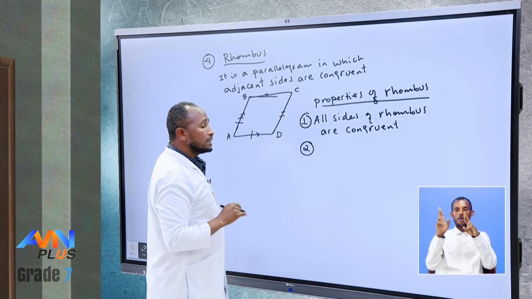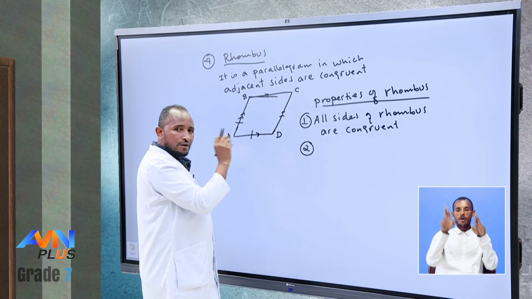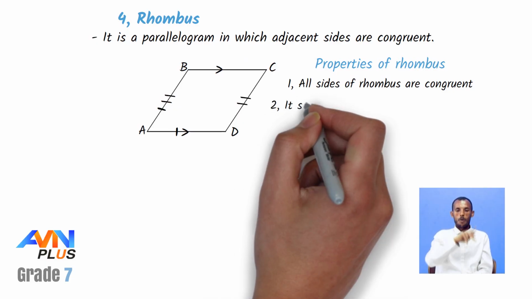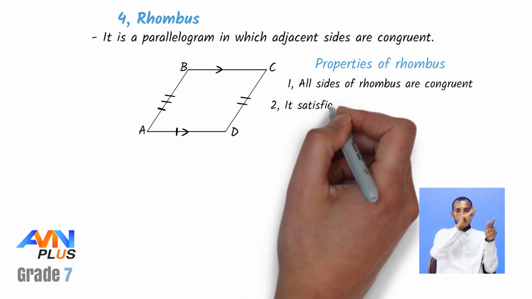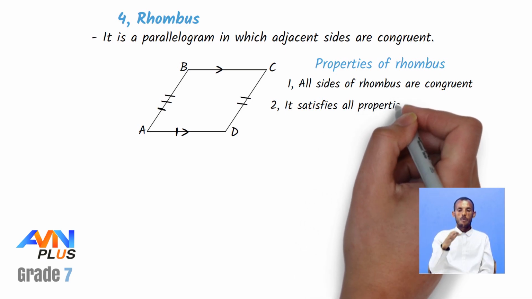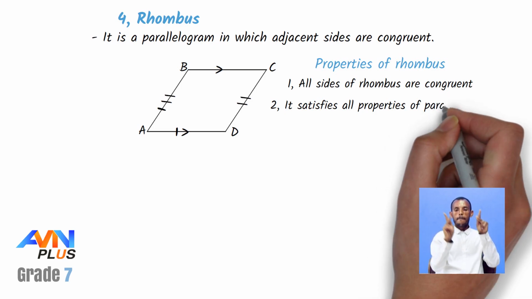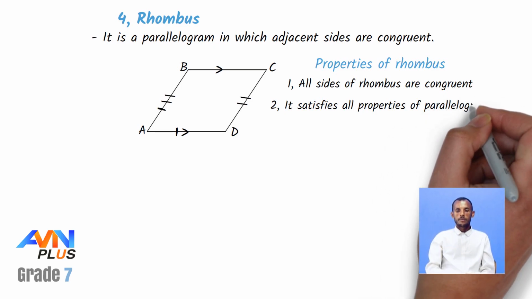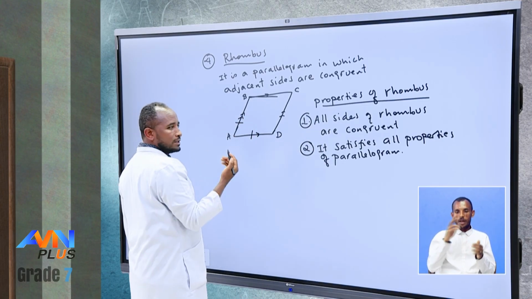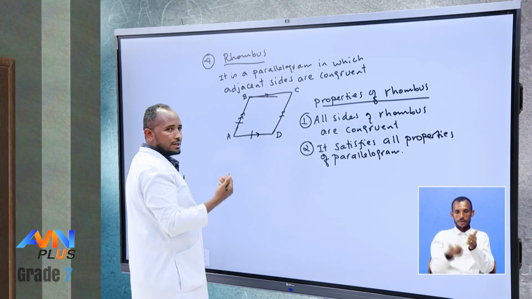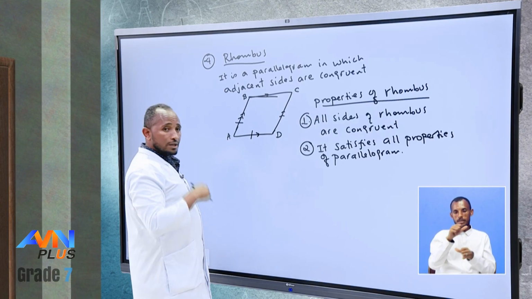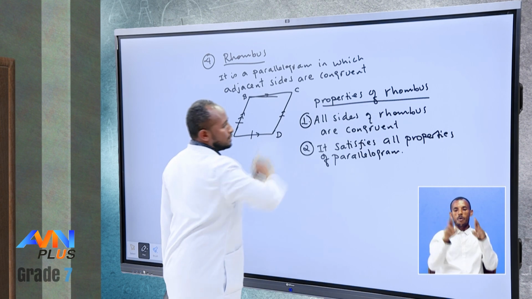Second, since a rhombus is a parallelogram, it satisfies all properties of a parallelogram, which means opposite sides are equal, opposite angles are equal, consecutive angles are supplementary, and diagonals bisect each other. All these properties are also satisfied by a rhombus. In addition to that, all these sides are congruent.